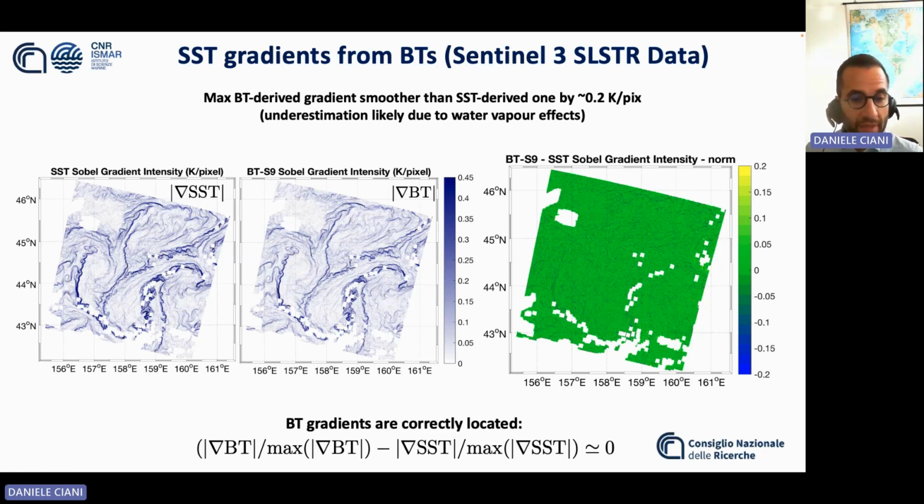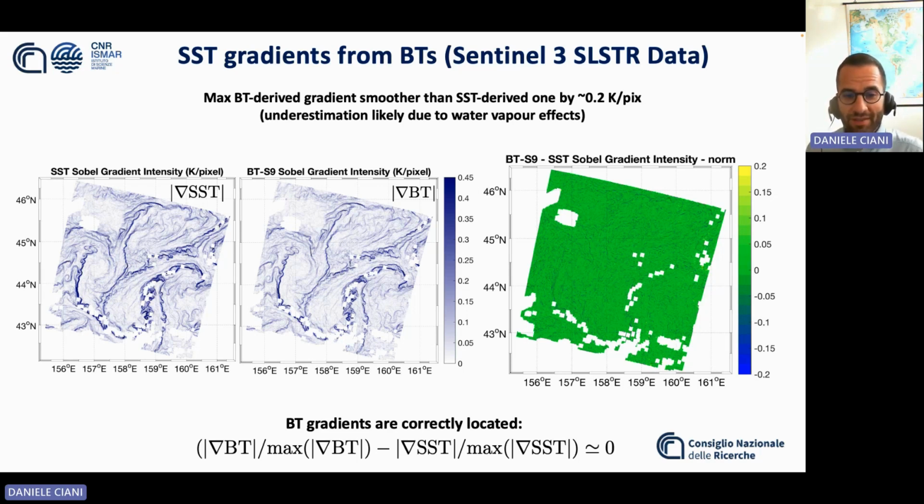On the right, you can see the same analysis performed starting from brightness temperature observations. So visually, the thermal features are correctly located, even in the brightness temperature field, although we saw a smoothing effect in the brightness temperature derived estimates by about 0.2 Kelvin per pixel in correspondence of the sharpest gradients.